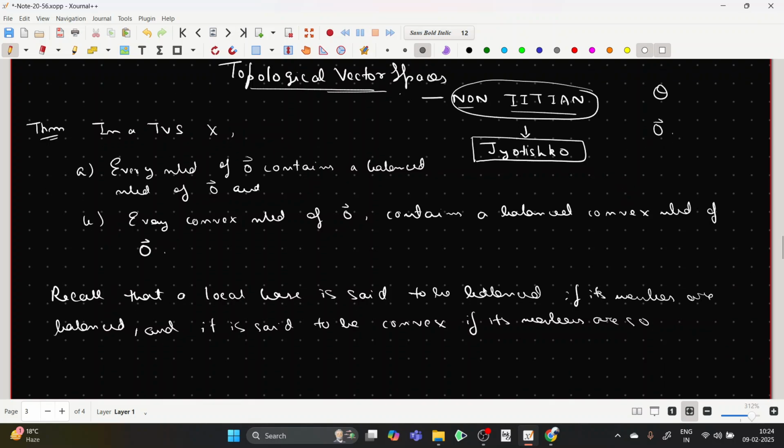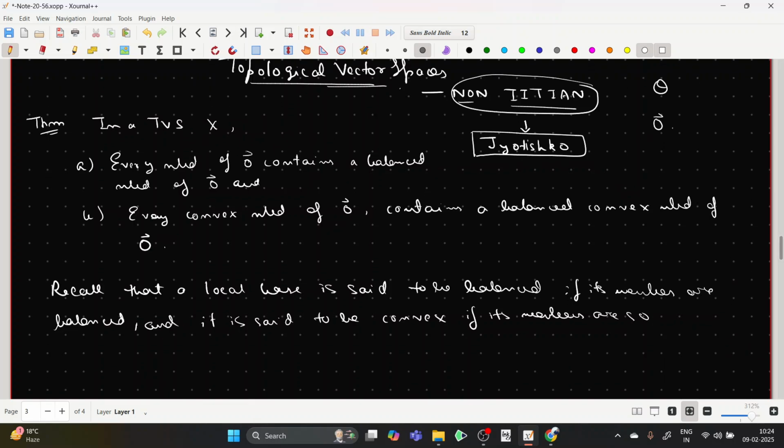Let me just go back. It says that every neighborhood of the origin, that means every element of some local base, because local base means some collection of the neighborhoods around the origin, contains a balanced neighborhood of 0, right? Clear? So if it contains a balanced neighborhood of 0, I can translate this whole statement to local bases.